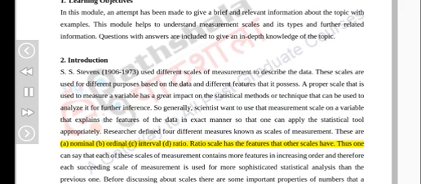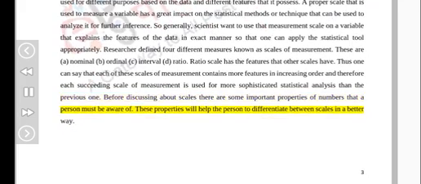Ratio scale has the features that other scales have. Thus one can say that each of these scales of measurement contains more features in increasing order, and therefore each succeeding scale of measurement is used for more sophisticated statistical analysis than the previous one. Before discussing scales, there are some important properties of numbers that a person must be aware of. These properties will help the person to differentiate between scales in a better way.